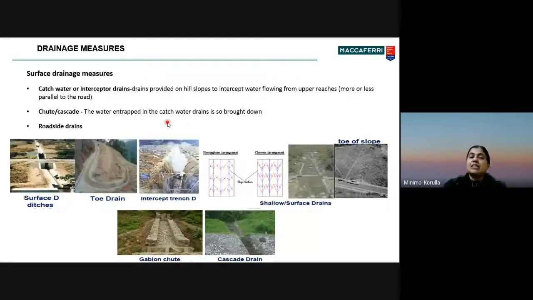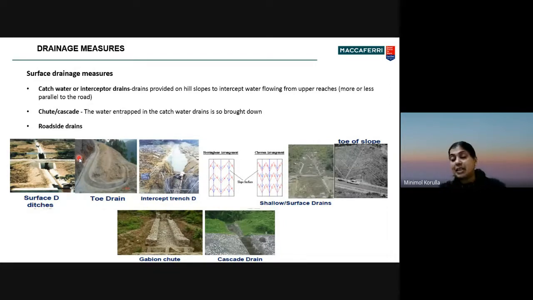So surface drainage measures, if we are looking at the most famous or accepted guideline for the Indian slopes, it is the Hill Road Manual. This Hill Road Manual talks about the toe drain: as the name indicates, below a slope at the toe, if you are providing a drain, it is called a toe drain. Then intercepting drains are those which intercept the design flow.